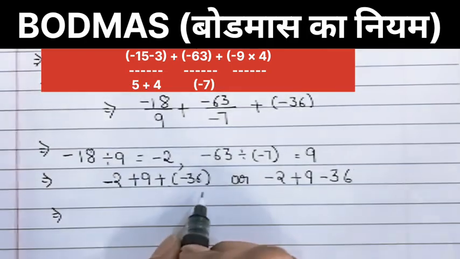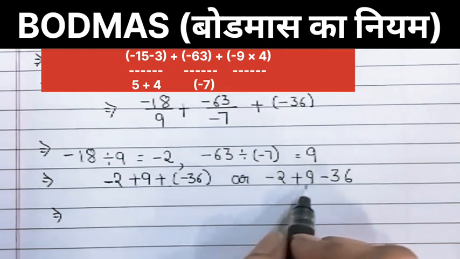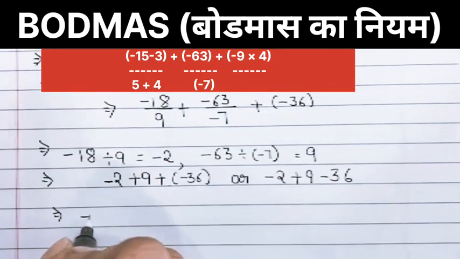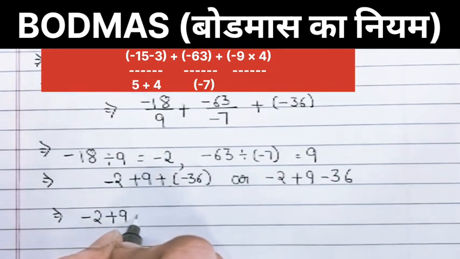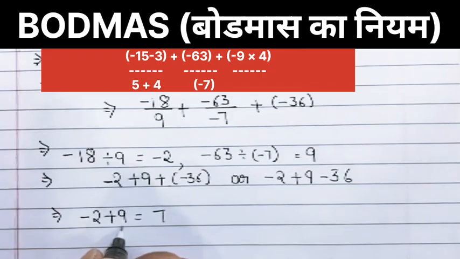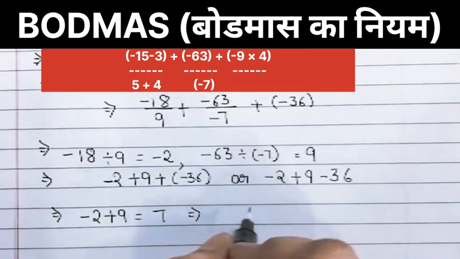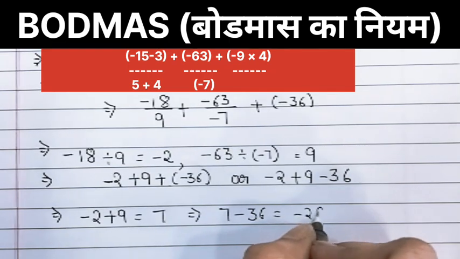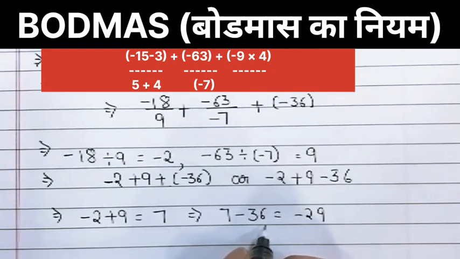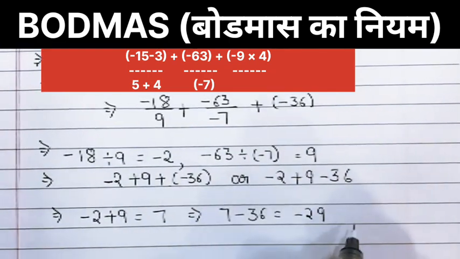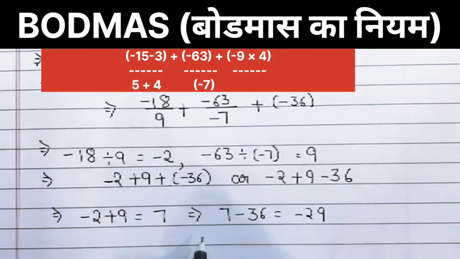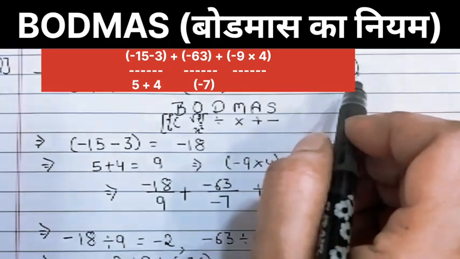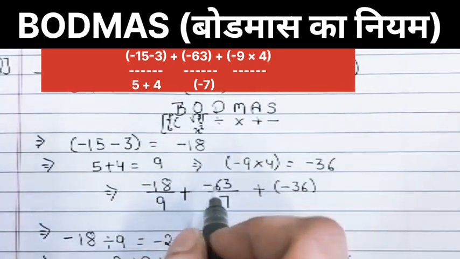Next step, third step, addition and subtraction. Finally solve the remaining addition and subtraction from left to right. So first, minus 2 plus 9 is equal to 7, because the larger digit has a positive sign. And subtraction: 7 minus 36 equals minus 29, because the larger digit has the negative sign. According to this step, addition and subtraction have equal priority and are handled in order from left to right. So now the result of this expression is minus 29, and I hope it is clear.